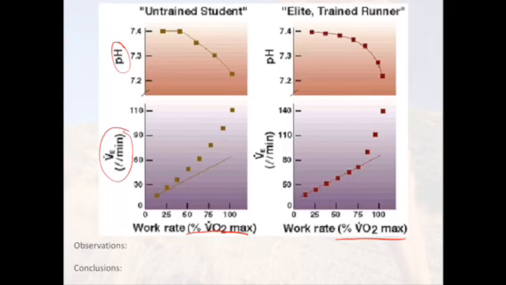A couple of important things to note. Number one, the pH starts dropping at about 50% of max in the untrained person. In the trained person, we don't see a significant drop till here, and even more so here. This is closer to 75-80% of max. At that same point, we see the increase in ventilation, the ventilation threshold that we've talked about before. So the first question is, how are pH and ventilation related?